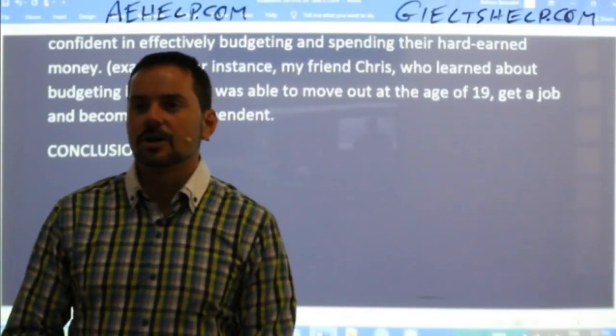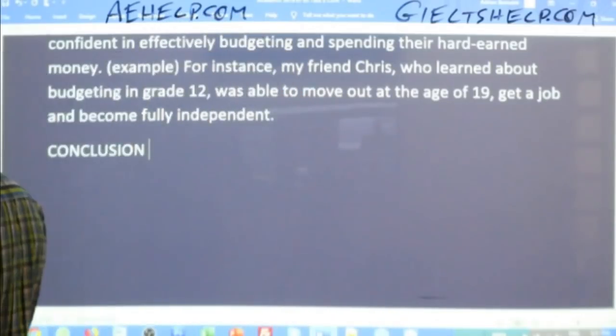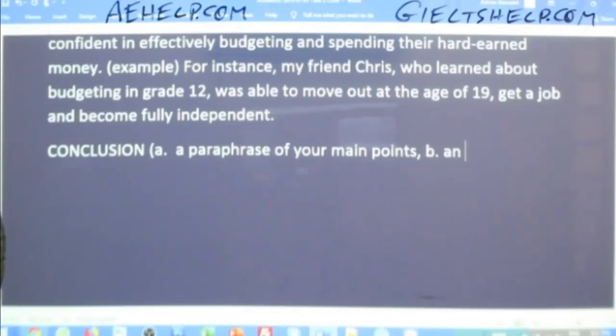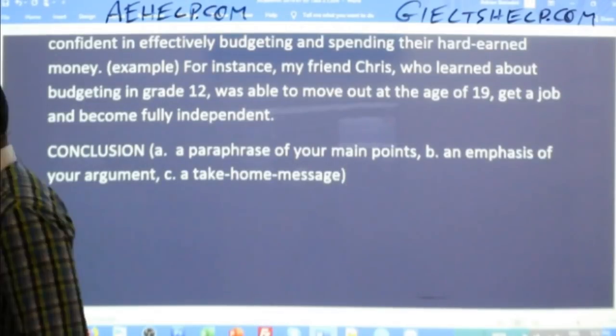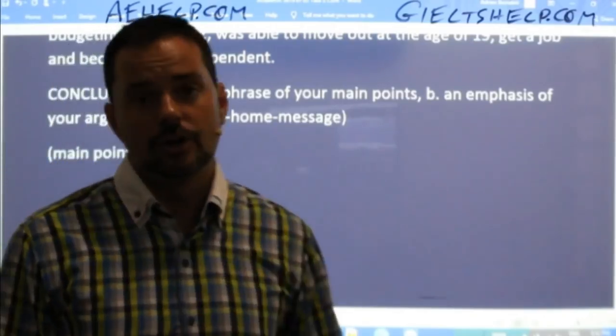Okay, so Hung says it should include a summary of your points, emphasize your opinion, yeah, and a take-home message. Very good, Hung. So, A, it should include a paraphrase of your main points. B, an emphasis of your argument. And C, a take-home message. Okay, so let's do that together. I'm going to move along here so you can see how it's done. But again, I encourage you to try it on your own as I'm moving along.